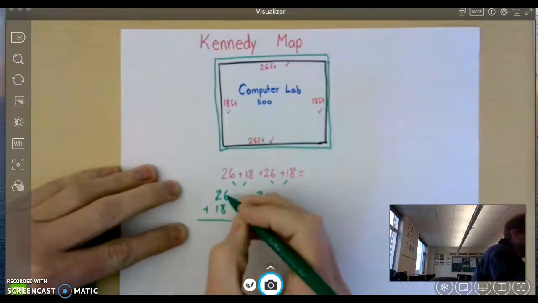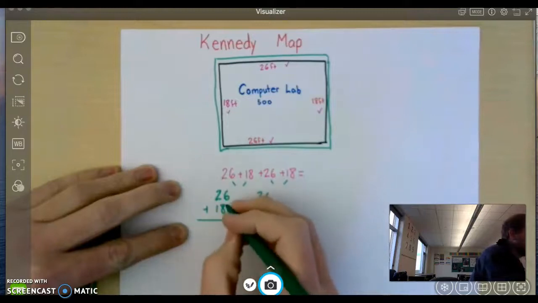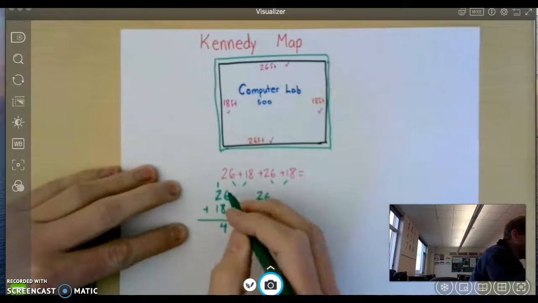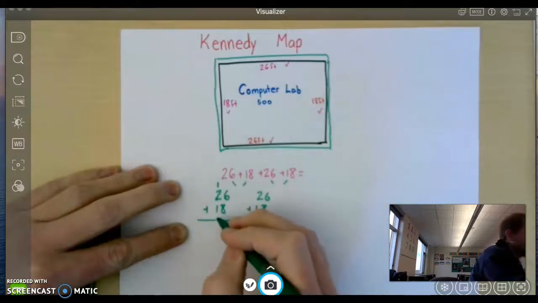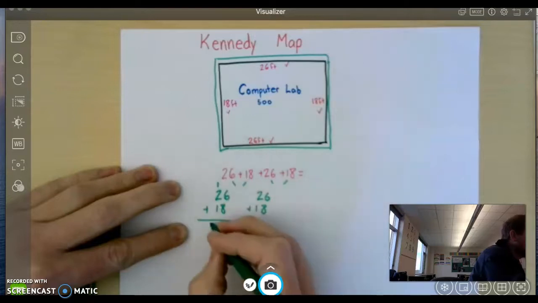So first thing I'm going to do is I'm going to take 8 plus 6. When I add 8 plus 6, I know that I get 14. So I'll put my 4 down here and my 1 up top. Okay, now that my 1's column is done, I can add my 10's column. So I'm going to take 2 plus 1, which is 3, plus 1, which should be 4.